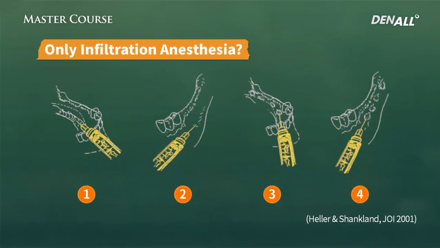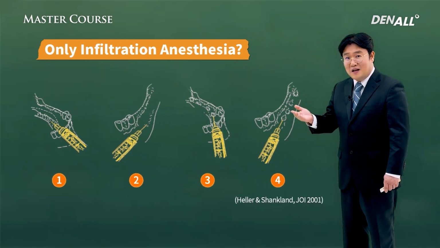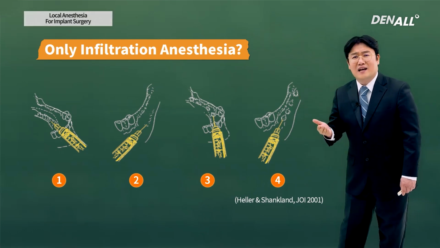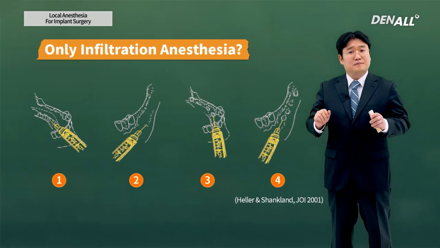Not only me, but other papers also talk about this. If you look at number 1, on the lingual side, infiltration anesthesia is injected. On the buccal side, the infiltration anesthesia is injected. And number 3, infiltration is done a little bit higher. And number 4, at a little higher place buccally, the infiltration anesthesia is injected. Why do we do that? To avoid blocking the inferior alveolar nerve. Why not block it?